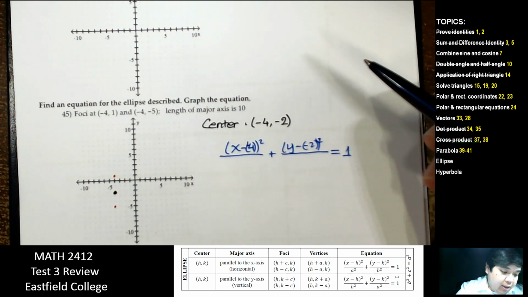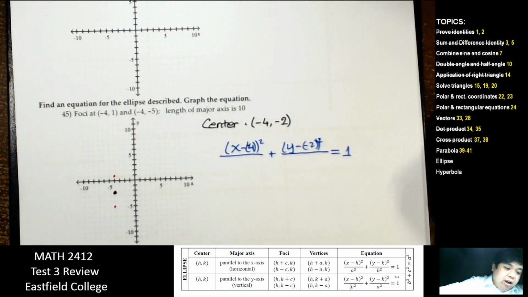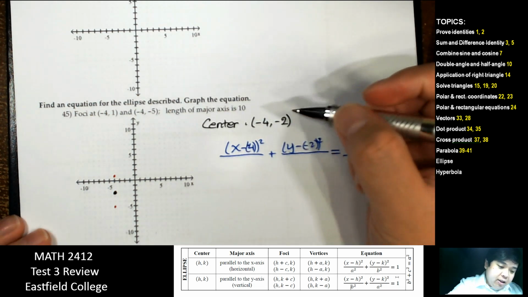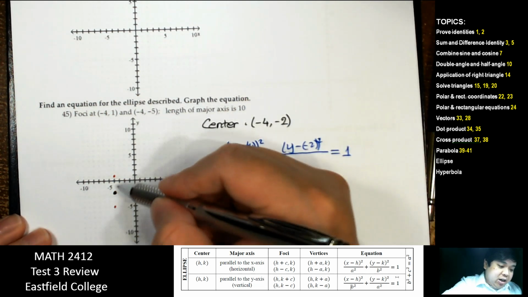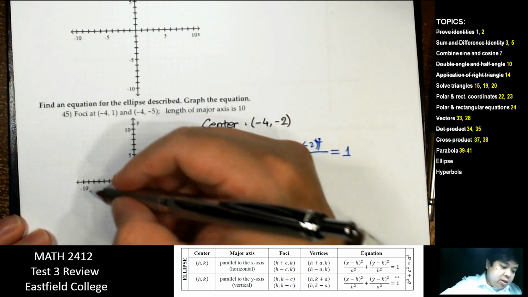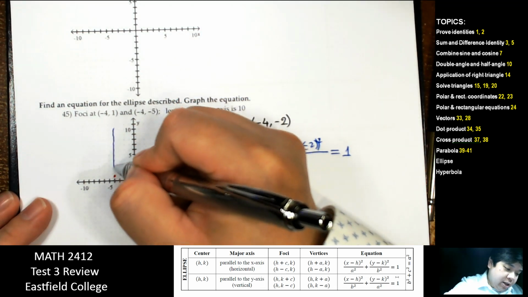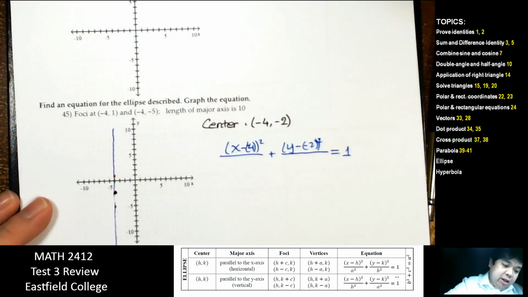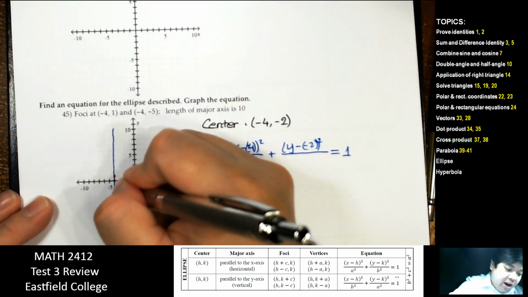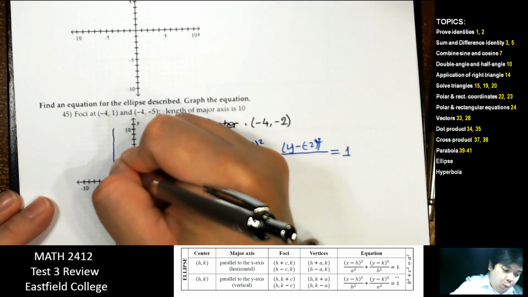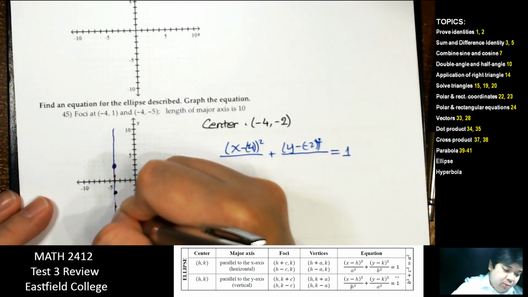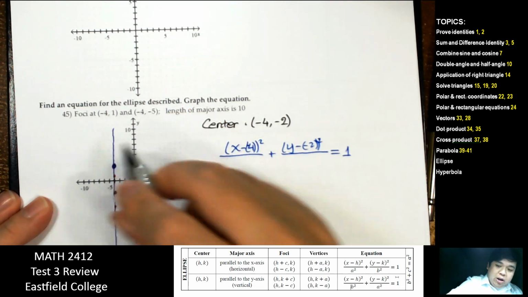Next, the length of the major axis. The major axis here is 10, and it looks like this is going to be a vertical ellipse. So the major axis is going to be this, and this is 10, meaning we have 5 each. So it will be one point here and one point there. So the ellipse will go like this.